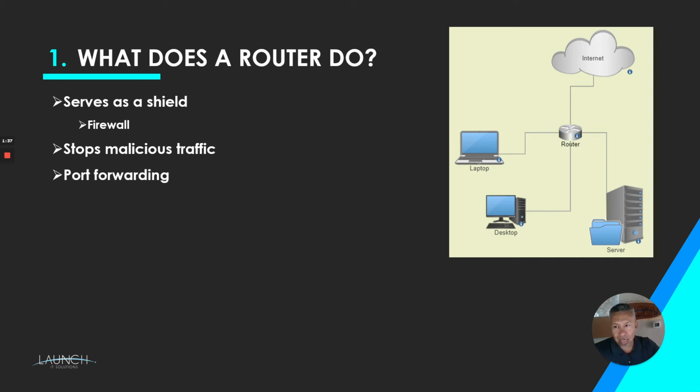So some routers can stop malicious traffic. Routers can be used for port forwarding. What does that mean? If you have an internal mail server, back in the day it was really common for an organization to have a mail server inside their environment. So you would have to open little pinholes in your router to allow the traffic to come through. So that's not really such a big deal nowadays.